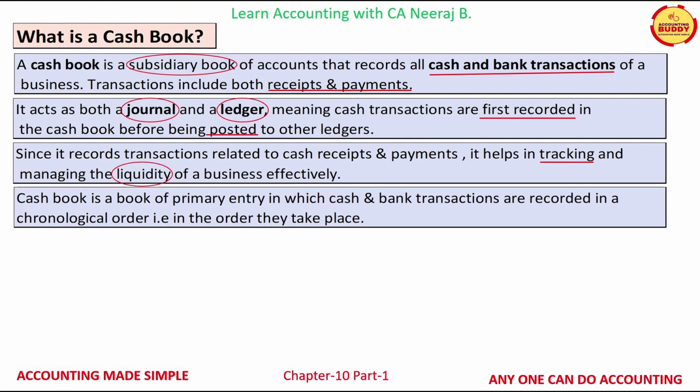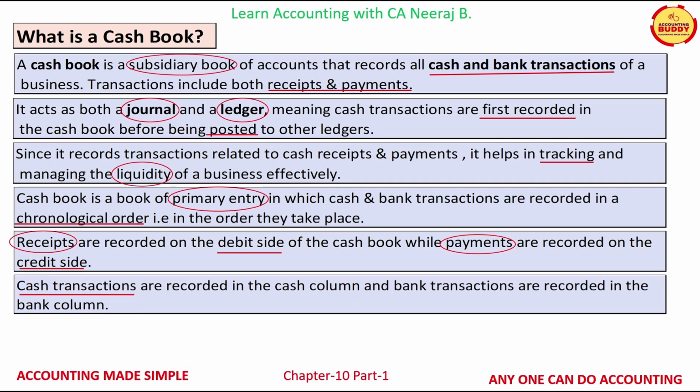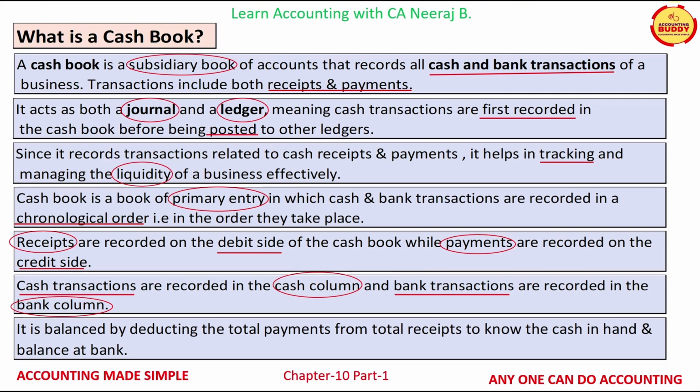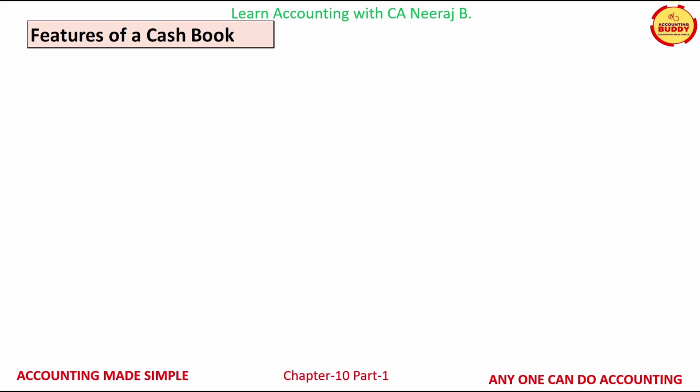Since it records transactions related to cash receipts and payments, it helps in tracking and managing the liquidity of the business effectively. Cash book is a book of primary entry in which cash and bank transactions are recorded in a chronological order, that is, in the order they take place. Receipts are recorded on the debit side of the cash book, while payments are recorded on the credit side. Cash transactions are recorded in the cash column and bank transactions are recorded in the bank column. It is balanced by adjusting the total payments from the total receipts to know the cash in hand and the balance at bank.